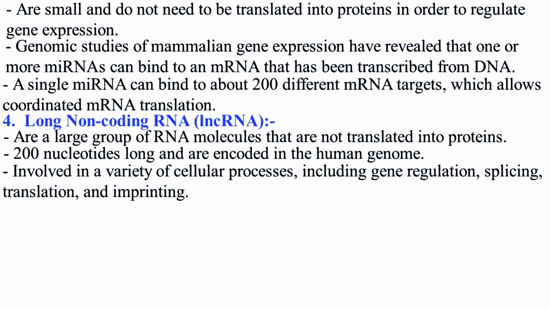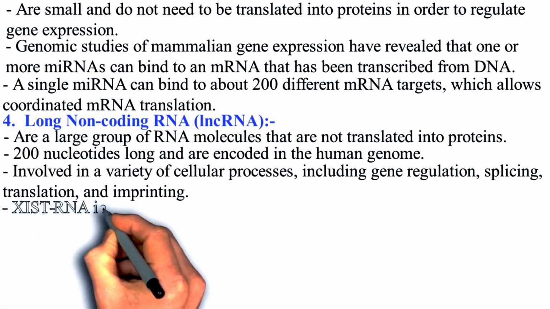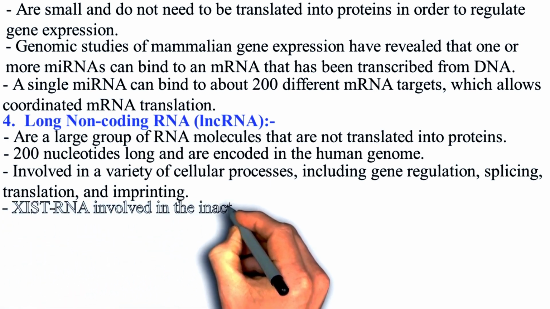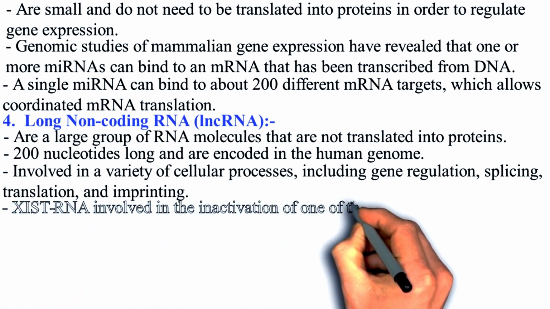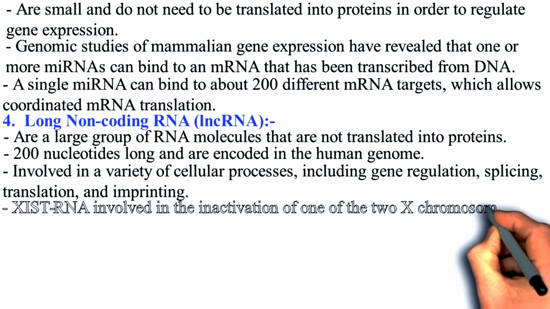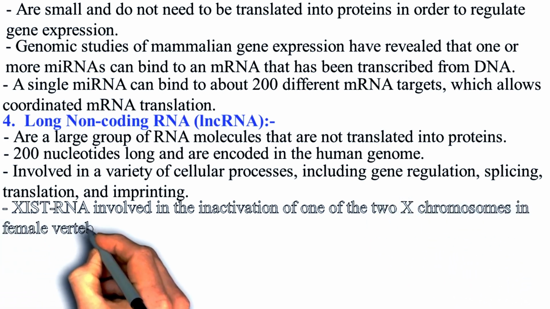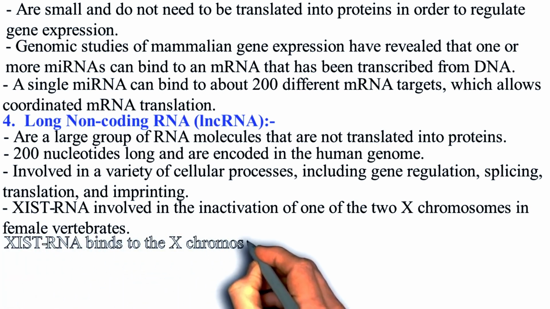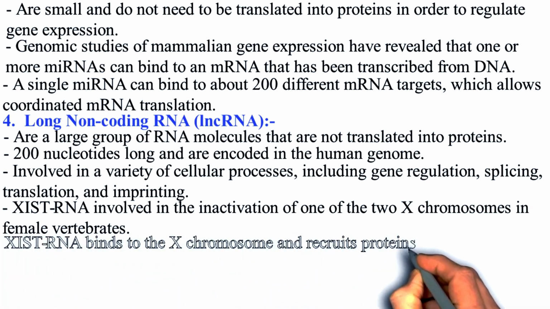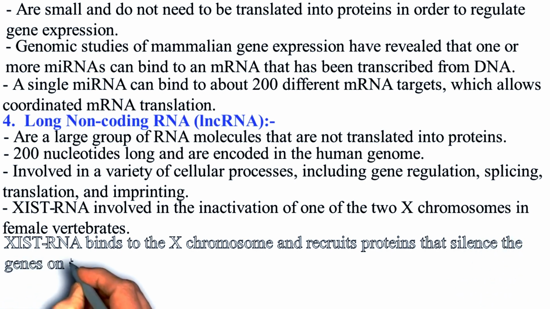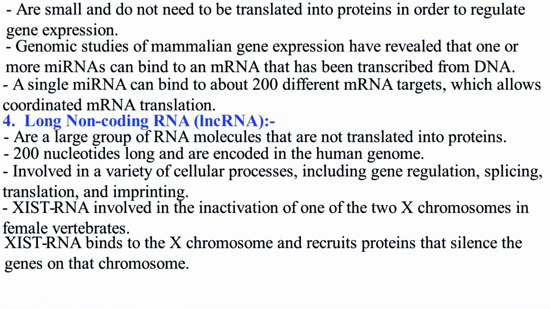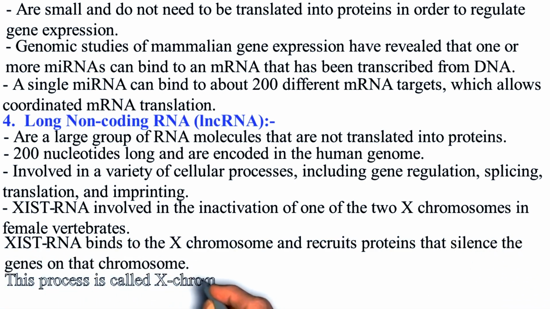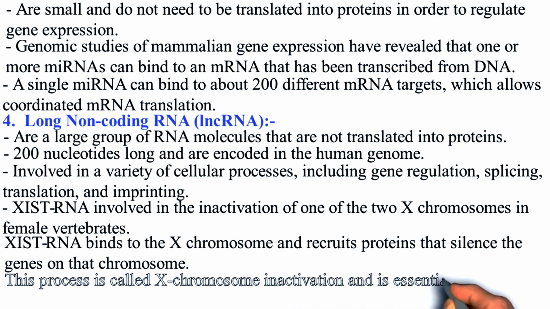One of the most well-known lncRNAs is Xist RNA, which is involved in the inactivation of one of the two X chromosomes in female vertebrates. Xist RNA binds to the X chromosome and recruits proteins that silence the genes on that chromosome. This process is called X chromosome inactivation and is essential for maintaining a balance of gene expression between males and females.